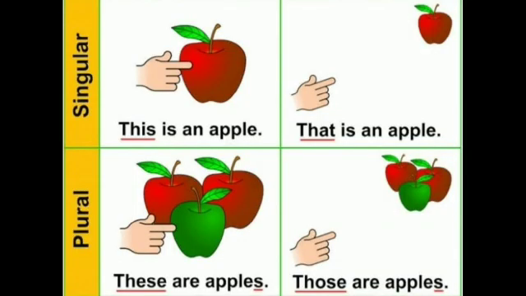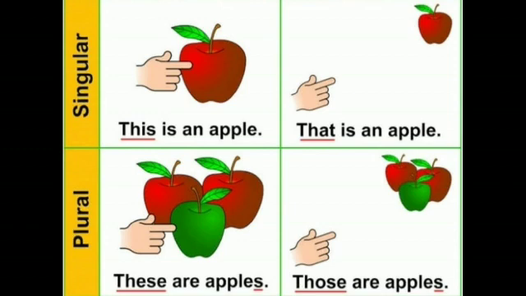This is an apple. It is a singular apple which is near. Then that is an apple. Means the apple is far from you and it is singular. So we say it as that is an apple.